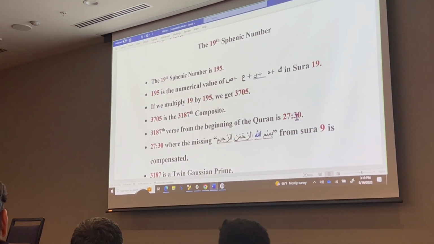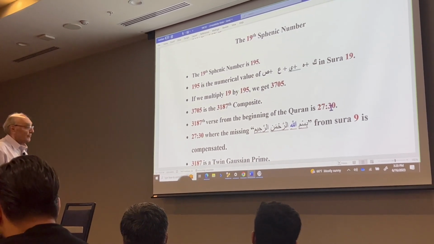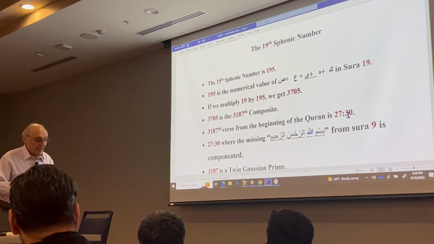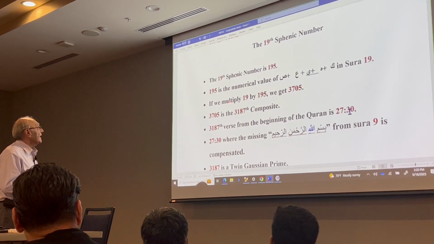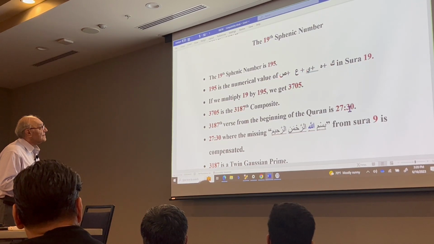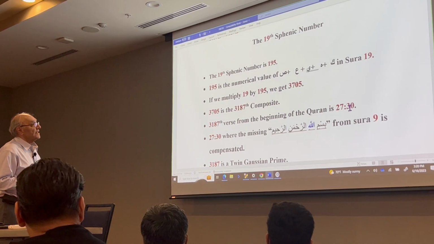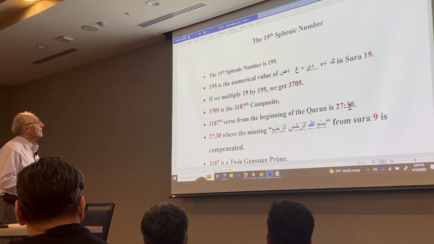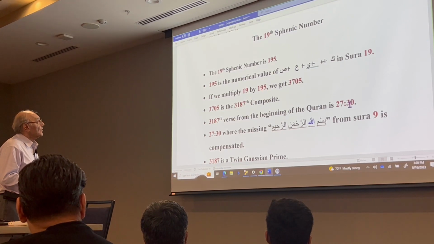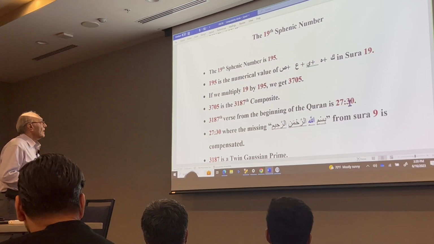And so we go through these numbers again together, and I'm going to go through the 19th Sphenic prime, and you talk a number, Sphenic number. And so we discussed this morning, 195 is the numerical value of these 5 letters, the longest set of initials in chapter 19, Surah 19. Okay? And if you multiply 19 by 195, you're going to get this number, 3705.